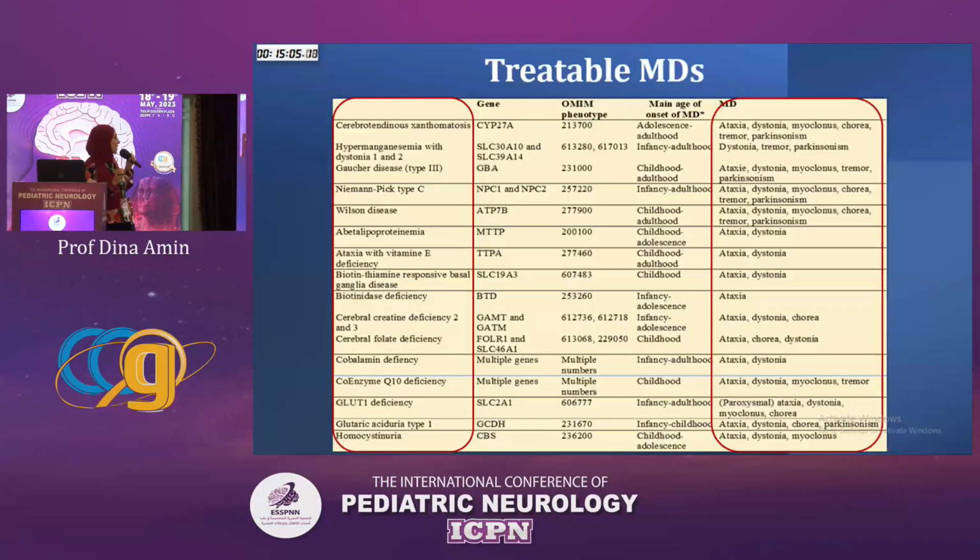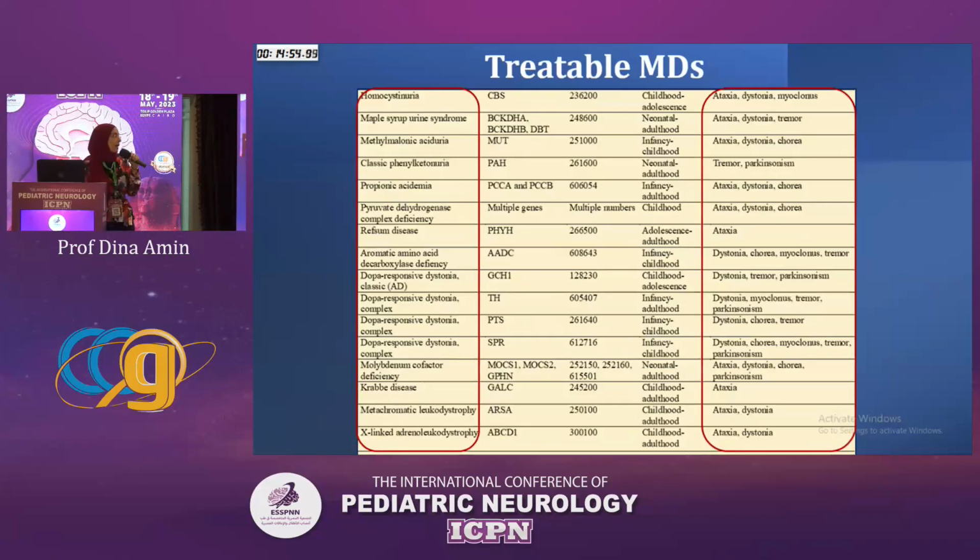And this is actually a very nice table. Of course, I will not go through this table, but some of the movement disorders have been described with Dr. Ahmed, such as biotinidase deficiency. In the next table, we also have many other treatable inborn errors of metabolism that can present with movement disorders. So we need to be aware and mindful of the treatable ones.